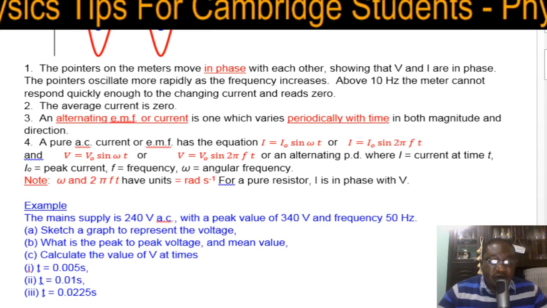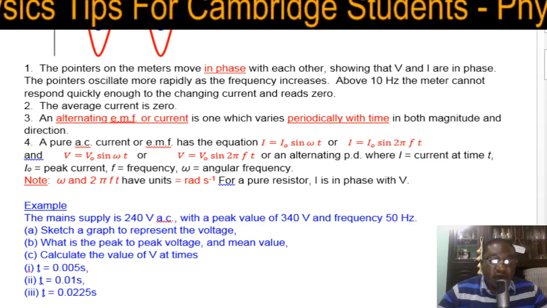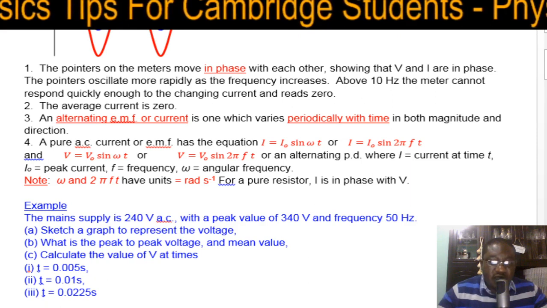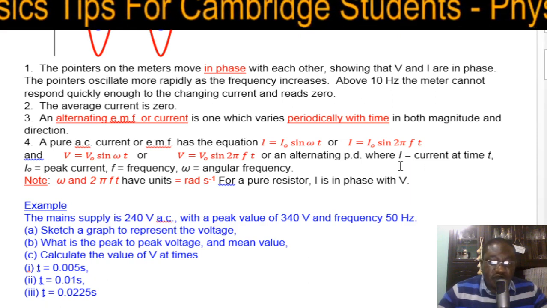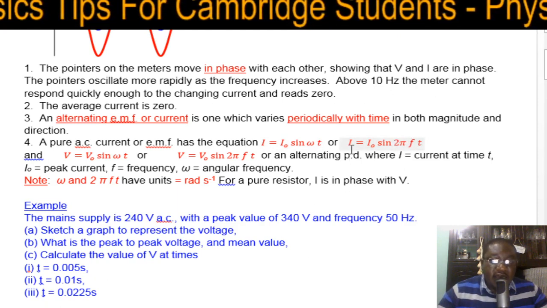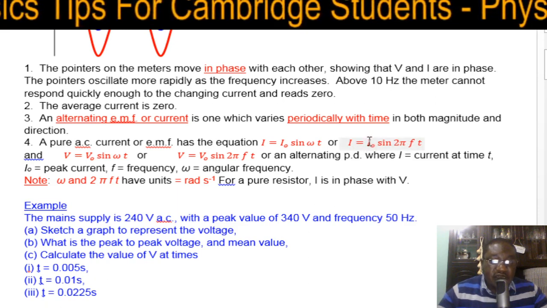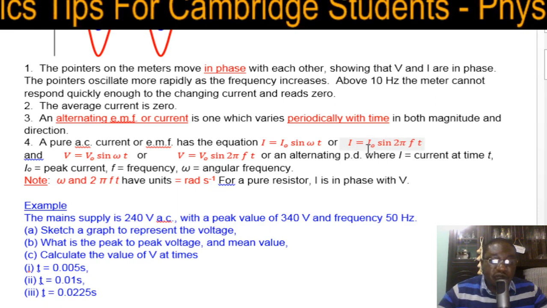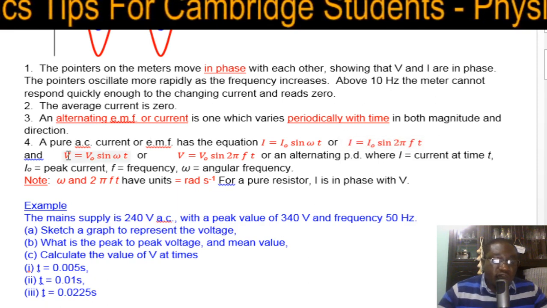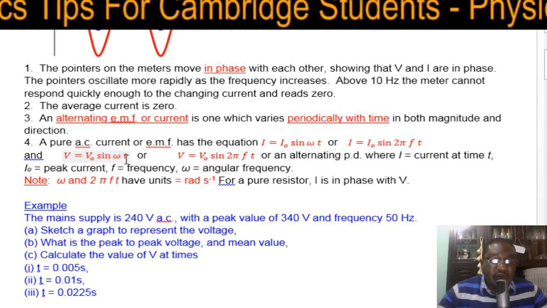A pure AC current or EMF has the equation I is equal to I naught sine omega t, or I is equal to I naught sine 2 pi f t. We know that omega is equal to 2 pi f, so we just substituted omega by 2 pi f. Now, I there is the instantaneous current, I naught is the peak current. So in other words, it's the amplitude of the waveform, and then this one represents the whole waveform. Or similarly, on the alternating voltage, we've got V is equal to V naught sine omega t.